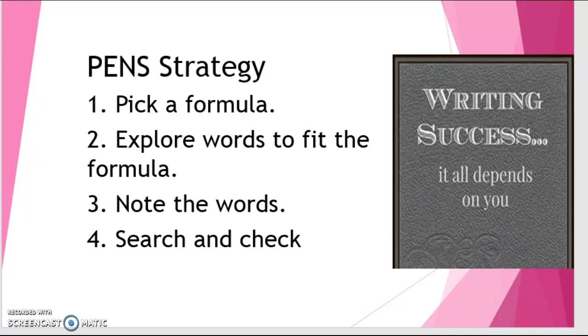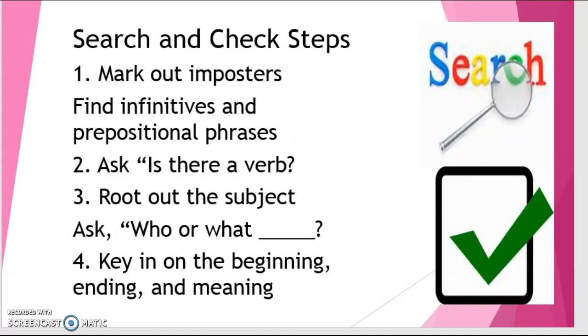So that search and check phase is where we go back and make sure that the sentence has all of these 4 steps, which remember spell mark. So the first one is mark out imposters. So you want to find the infinitives. Infinitives have to and then a verb with them. And prepositional phrases, sometimes both of them can be used in sentences. So watch out for that, but you want to mark those out because those are not your verb or your subject. So then 2 is ask, is there a verb? So this is where you want to find either that linking verb or the action verb.